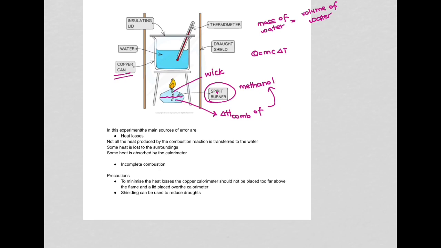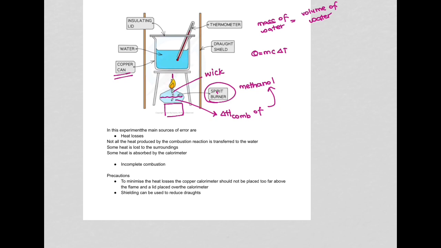So in order to minimize heat loss to the surroundings, we are going to place the calorimeter very close to the flame. So usually we try not to have too much space. You're going to put maybe blocks of wood here to make it close to that can. And then we can also use some form of shielding to reduce any wind. In this case here, we're using some wood panels to prevent any draught from affecting the heat loss.